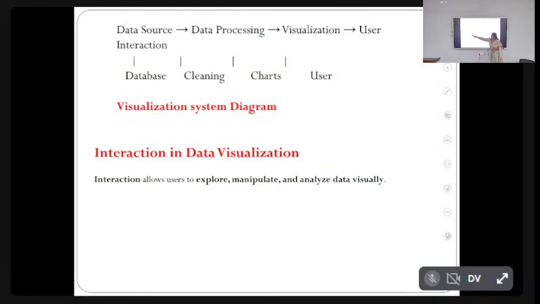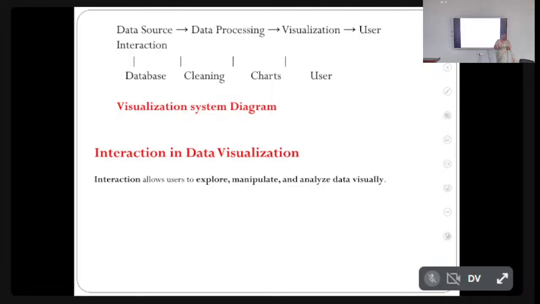Next, what do you mean by interaction in data visualization? Interaction means what? I'm trying to interact with you all, right? So interaction in data visualization is nothing but it allows us to explore the data. It allows you to change and manipulate the data. Means what? I told about the shoe. I want to change the color of the shoe. I search for the data and analyze the data visually. Whatever you are seeing visually, that is called interaction in data visualization. Just put down interaction in data visualization.